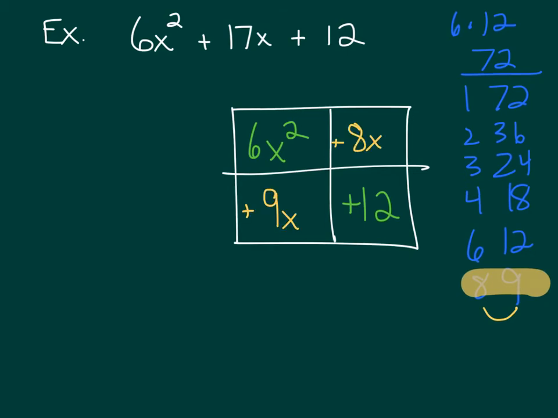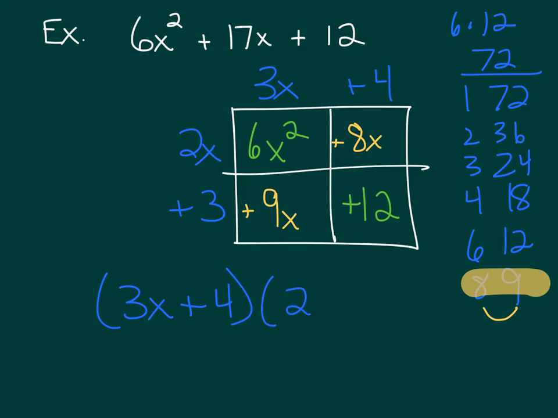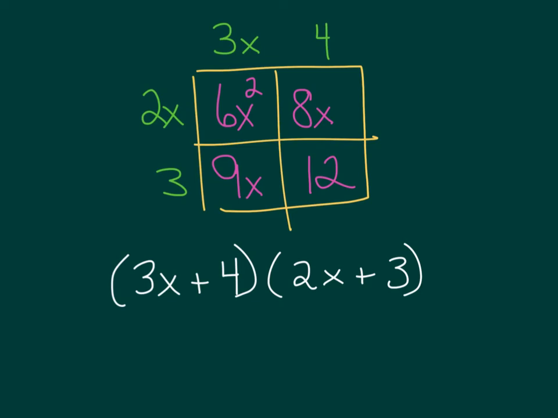And now I'm going to go ahead and find my GCF, my greatest common factor, of each row and each column. Okay, so working with my 6x squared and 9x, I pull out a 3x. Working with 8x and 12, I pull out a plus 4. 6x squared and 8x, I pull out a 2x. And 9x and 12, I pull out a plus 3. So when I have factored them, I get 3x plus 4 times 2x plus 3. And that is what you see there. That is the simplified version of the box and the factored form.